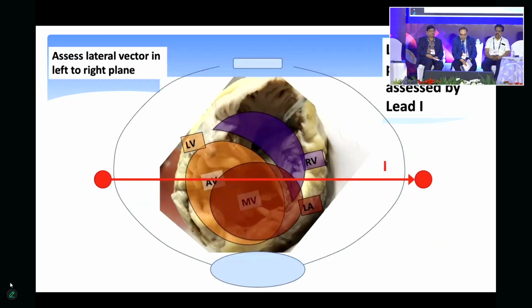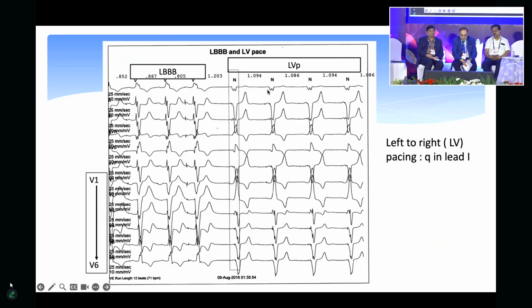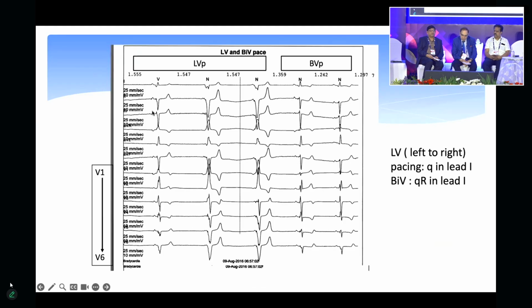Similarly, you have a lateral plane. The lateral plane is best assessed in lead 1, the left to right plane. It is by the presence of a Q in lead 1. The moment you start pacing and give a left to right pacing vector, you start getting a Q in lead 1. And just like we talked about bi-V pacing and V1, in bi-V pacing, you get a tiny Q and an R in lead 1. It's a combination of the RV pacing and LV pacing. The QRS becomes narrower, but you have a QR in lead 1.